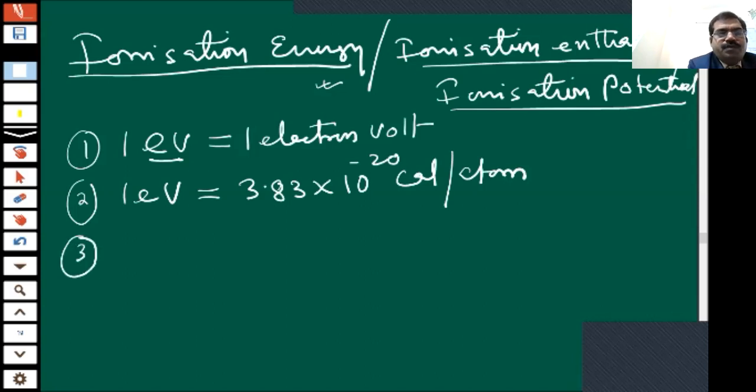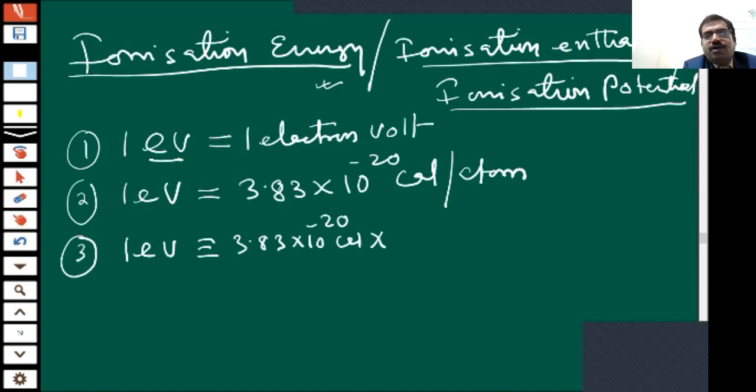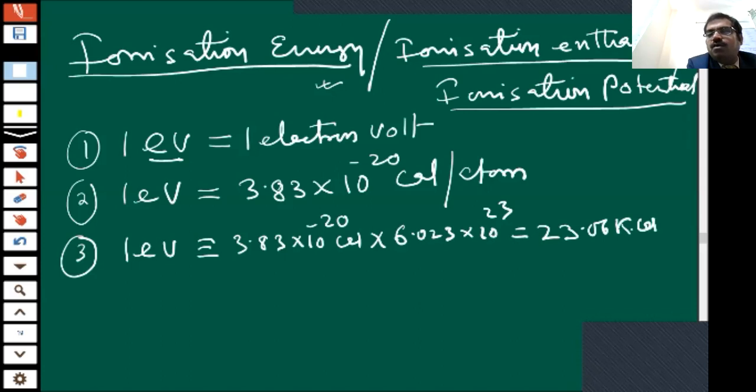Number 3, 1 electron volt. If you want to give in molar form, then you have to multiply 3.83 into 10 to the power minus 20 calorie into molar. Molar means 6.023 into 10 to the power 23. So the whole value will become, children, 23.06 kilocalorie per mole.